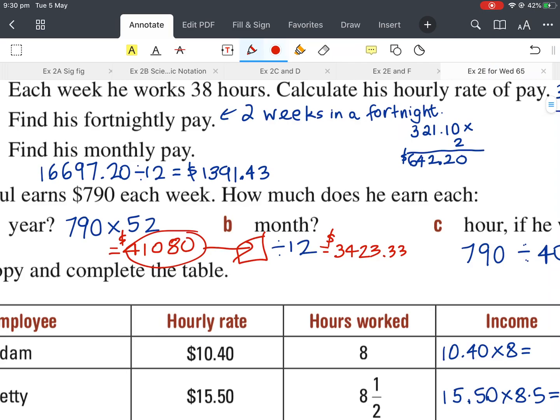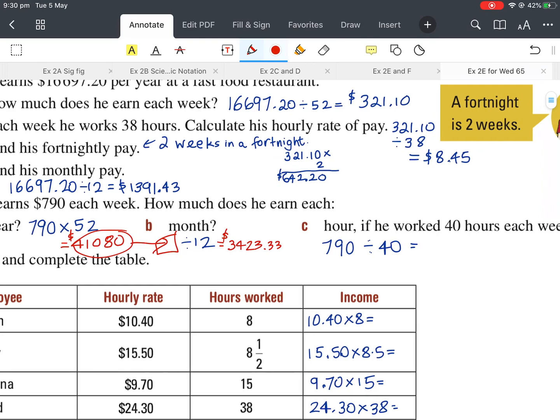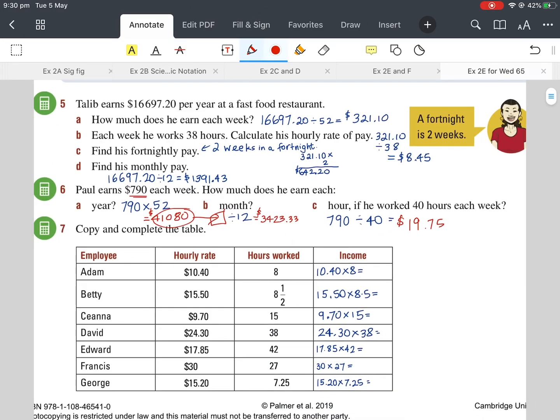Okay, and last one, C. Paul earns $790 a week. How much does he earn per hour if he works 40 hours? All right, so up here we already figured out that he earns $790 a week. So all I have to do is take his weekly wage of $790 and divide by 40. So do that on your calculator now with me. What did you get? I got $19.75. Now you can sit there and let me do everything, but if we come back to school and you've got to do a test, you need to make sure you know what buttons to press.